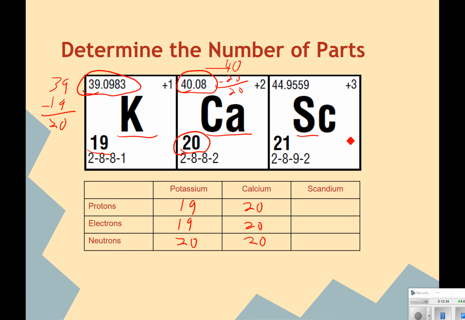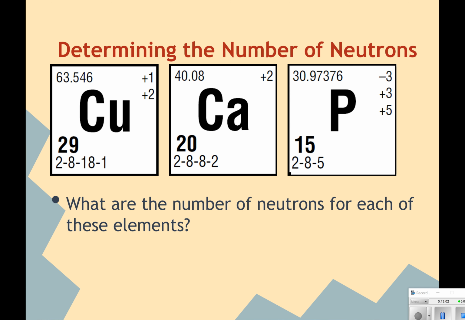The last one is scandium. Sc has an atomic number of 21. So we have 21 protons and 21 electrons. We take our atomic mass, round it to the nearest whole number, subtract our atomic number, and we get 24. So again, we round our atomic mass to the nearest whole number and subtract our atomic number to get the number of neutrons.